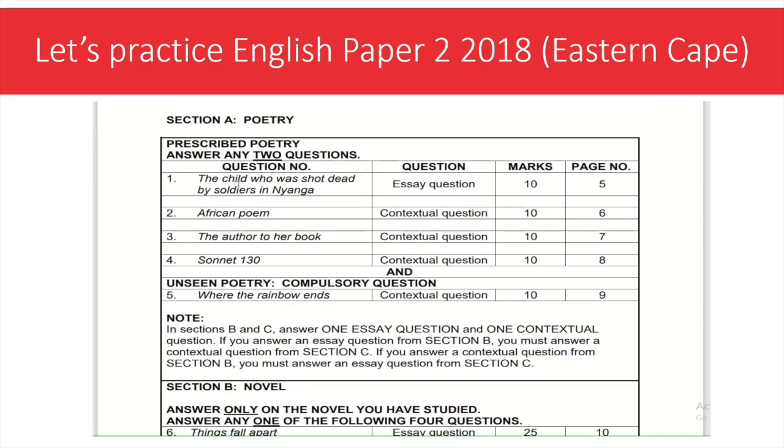Then you should get a little table of contents like this, so you will see that the essay question is on this poem over here. Then we have the contextual questions over here for African poem, the author to her book, and Sonnet 130. We have the mark allocation, we have the page number, and then you must do unseen poetry. This is a compulsory question. No matter what, you never ever get a choice. So it says over here, answer any 2 questions.